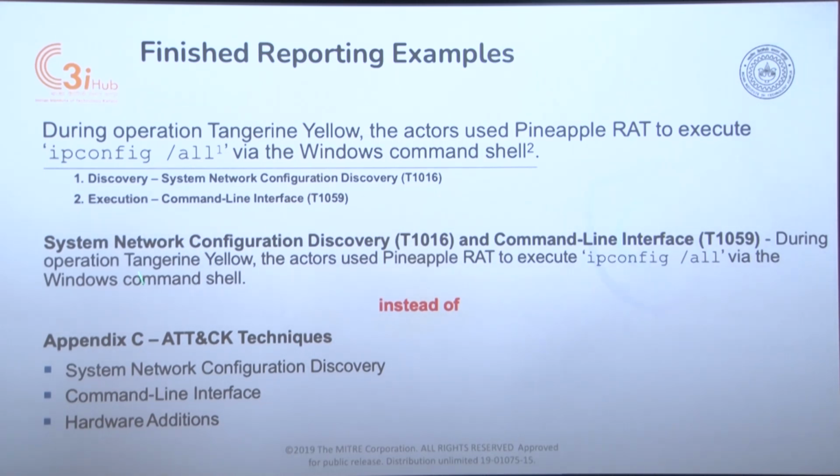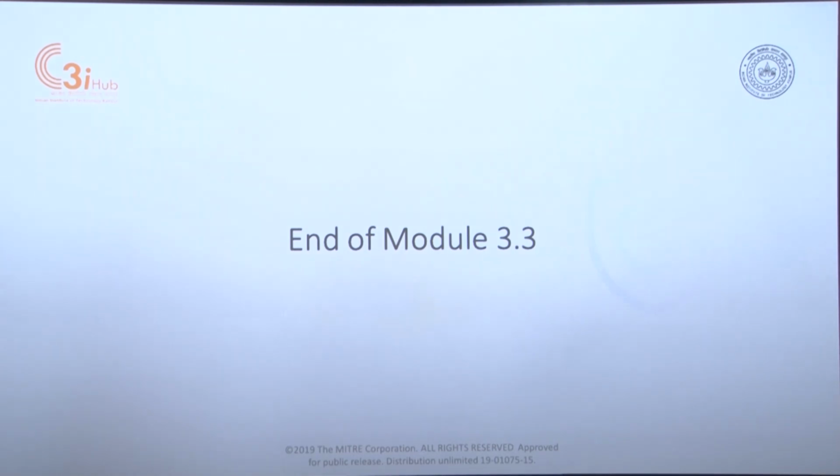Instead of writing out all of this, if I want to communicate with another analyst, one can list this set of techniques: there is network configuration discovery being done in the attack, there is a command line interface technique being used, and if there is a hardware addition they can list that too. So this enables communication between analysts. Rather than explaining the whole story in sentences, one can give a set of TTPs used in the attack, which helps other analysts or experts understand how the attack flowed. Okay? Any doubt? Okay. So this is the end of the module.